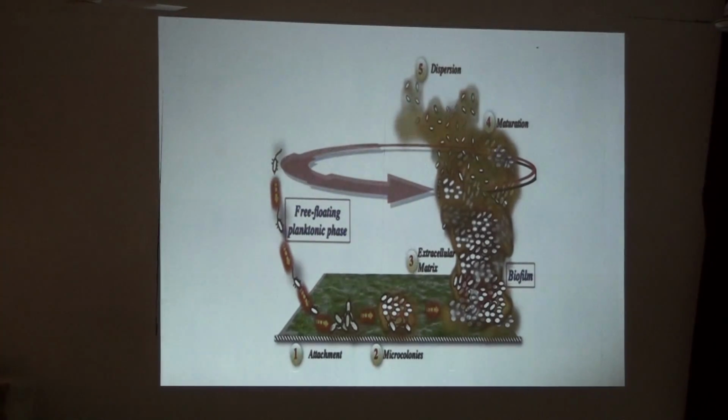Once the biofilm is formed, it takes about 4 to 9 days to mature. Once it gets matured, it can stay in a state of maturity or it can go on discharging cells, which is called dispersion. Dispersal of cells is a very important factor for a biofilm. Once the cells are dispersed, they become free floating planktonic cells again, come to an attachment, form a microcolony, and the whole cycle is followed again.